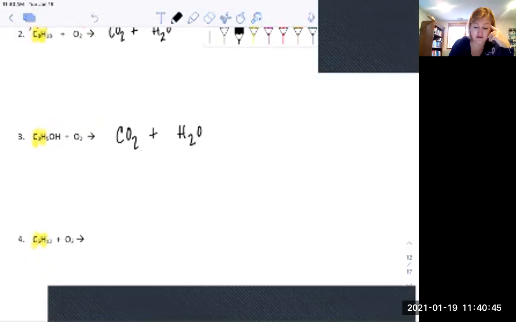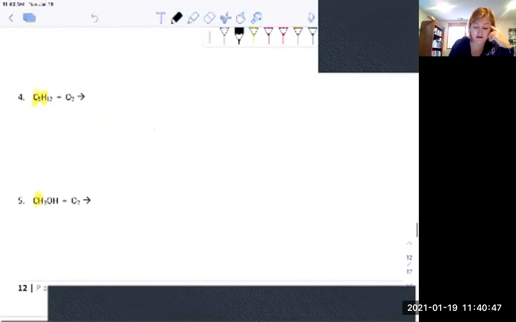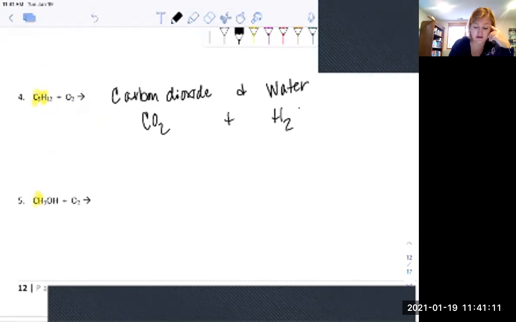Every time. So if you see this pattern where you start with a carbon and a hydrogen and it's bonding with oxygen, you will know every single time it's carbon dioxide and, I suppose I should spell out, water. And we know carbon dioxide is CO2, and we know water is H2O every time.